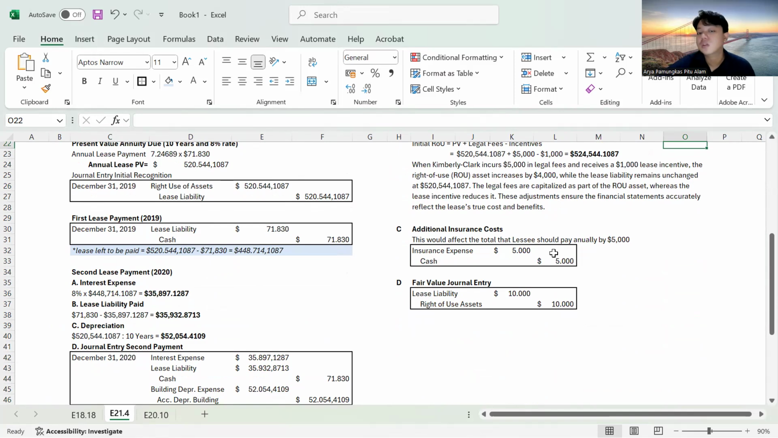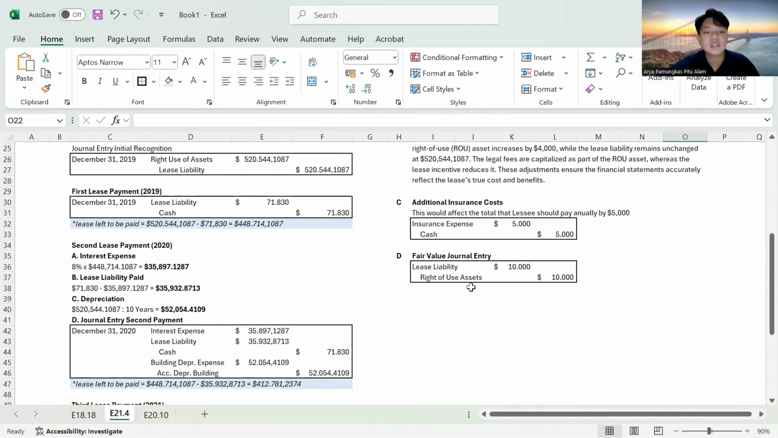So this additional insurance cost would affect the total that Leslie should pay annually by $5,000, which means there's going to be an additional account on the journal entry. Those accounts would be insurance expense on the debit and then cash on the credit, and both are going to be for $5,000.